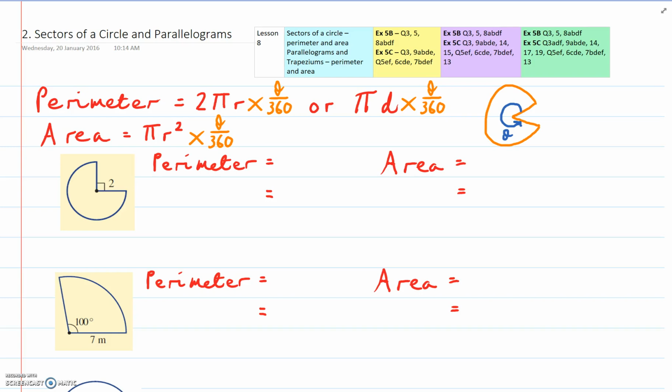You're back for a bit more maths. Well, this is sectors of a circle and a little bit on parallelograms. Same principle as last lesson.